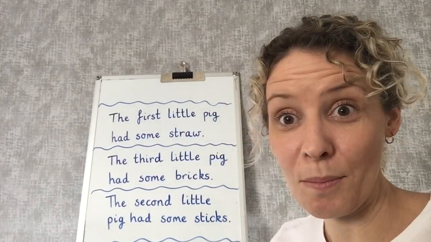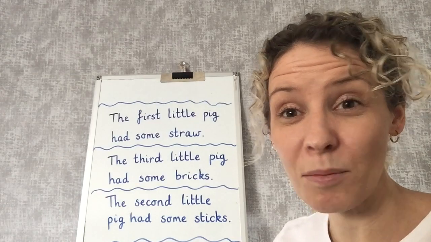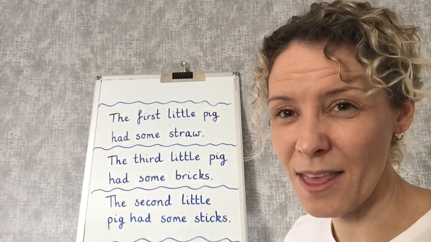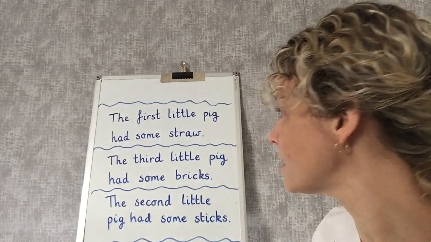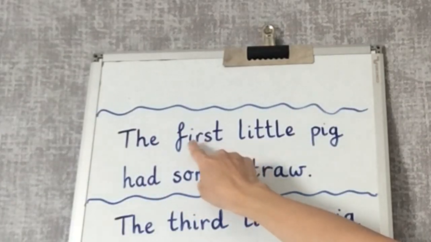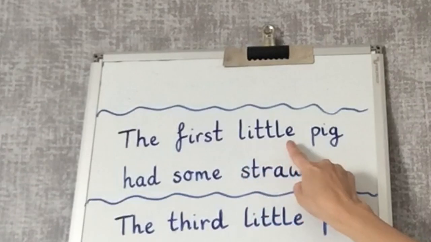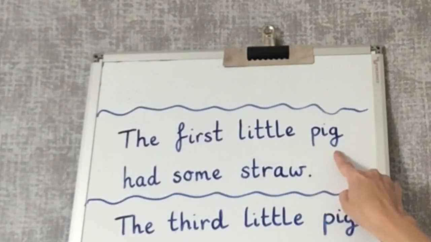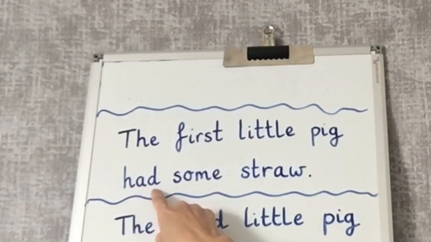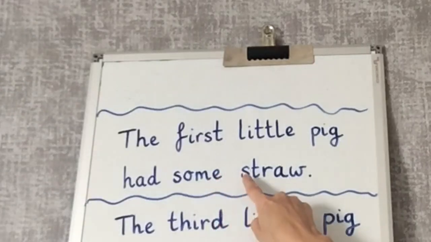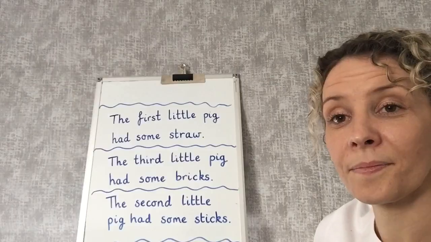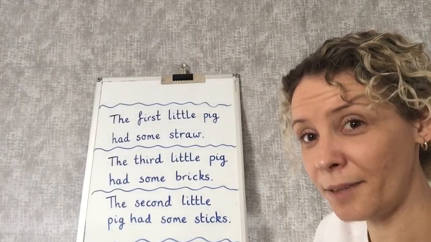Okay, so we're going to see if we can put these phrases from the story of the three little pigs in the correct order. So let's take a look at all of them, and then we'll be able to put them in the right order. So the first one, here we go. Well done. Okay, I'm going to have a go at that one now.